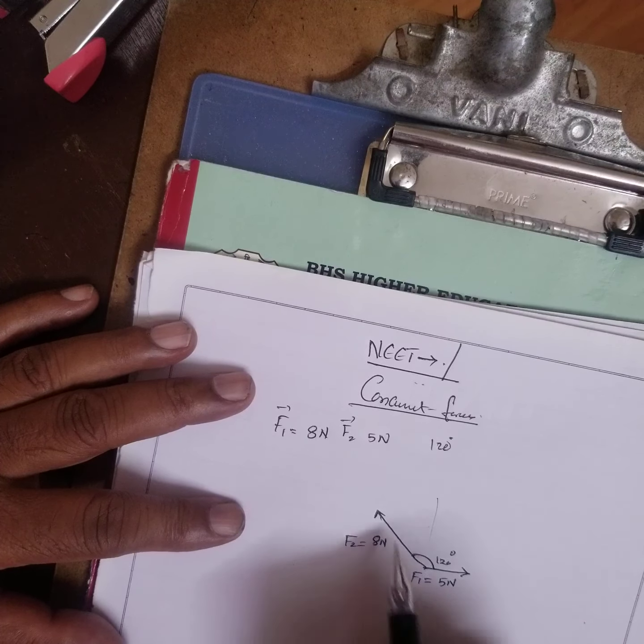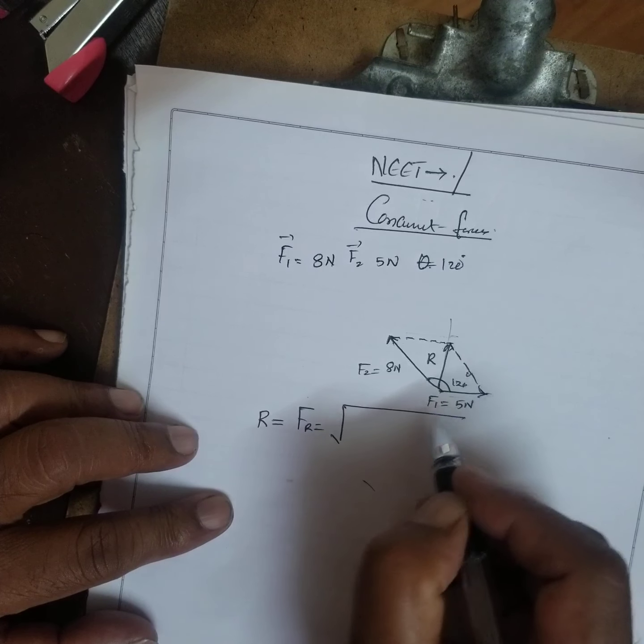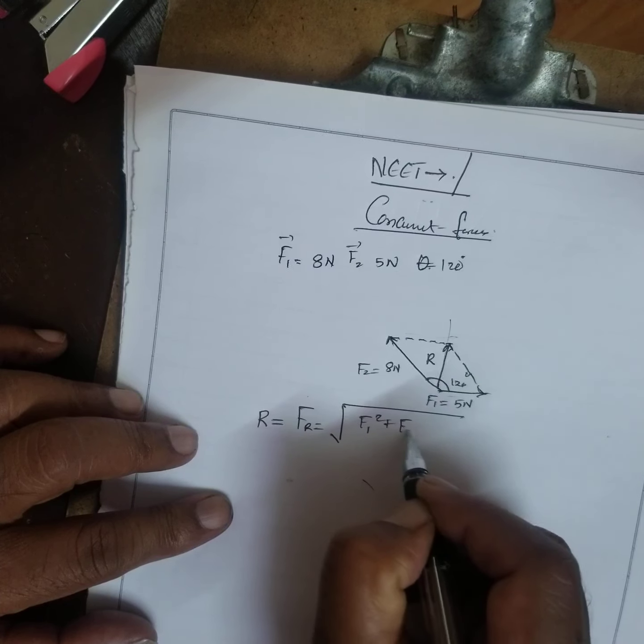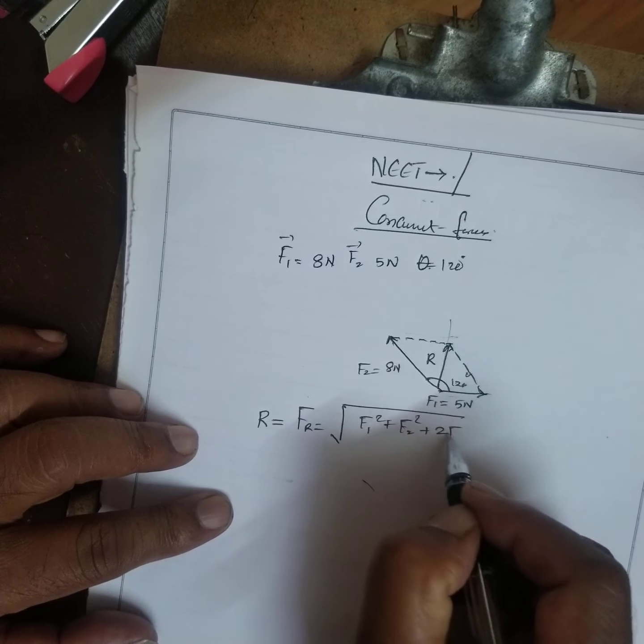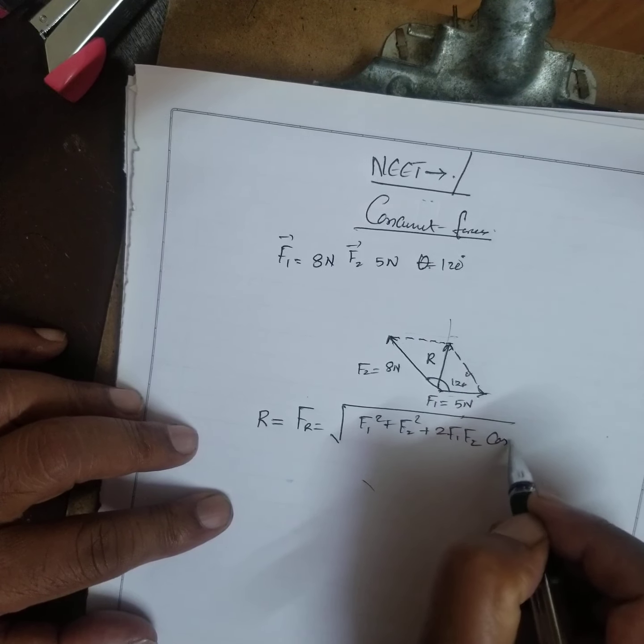These are very elementary. Parallel to this you draw this force. Parallel to this you draw this. This is F1, this is F2 parallel to that, and this will be the resultant. And this is theta. What is theta? 120. Therefore, what is the resultant of the force? Resultant force is equal to square root of F1 square plus F2 square plus 2 F1 F2 cos theta.